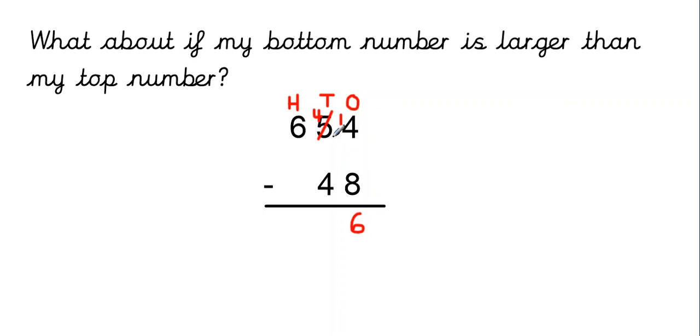Then I would move to my tens column. So you've got 4 now here in your tens column. Take away 4. So 4 take away 4 is 0. Then you're going to move to your hundreds column. So you've got 6 take away nothing. So it stays the same. So it would stay as 6.